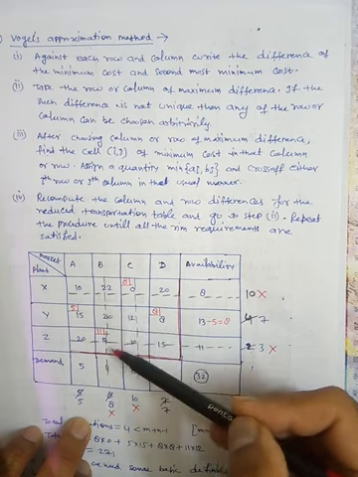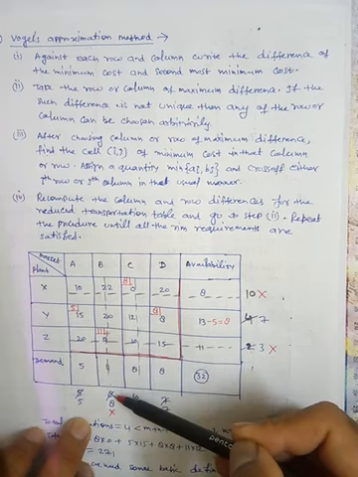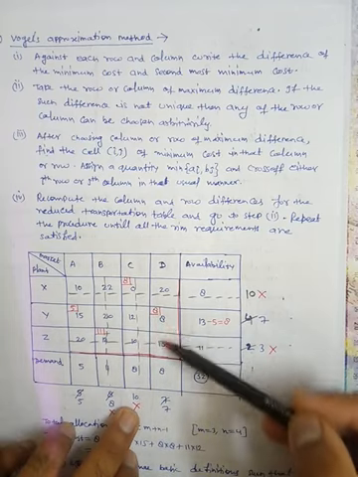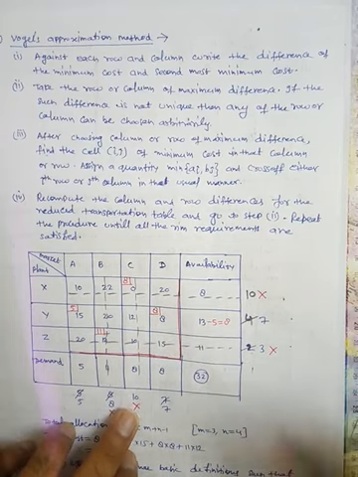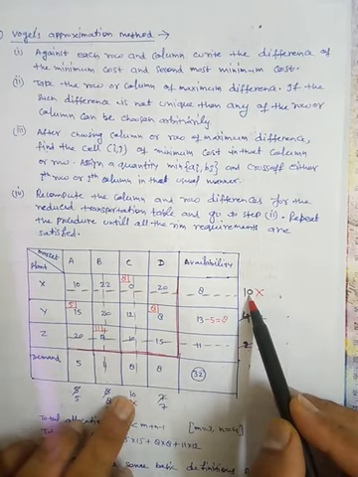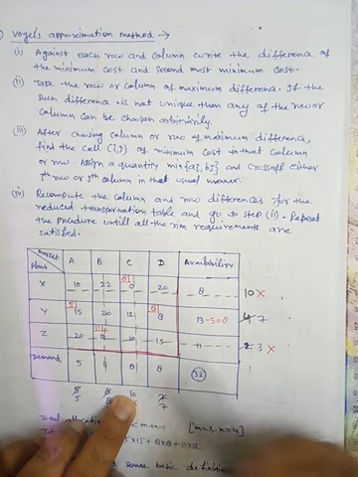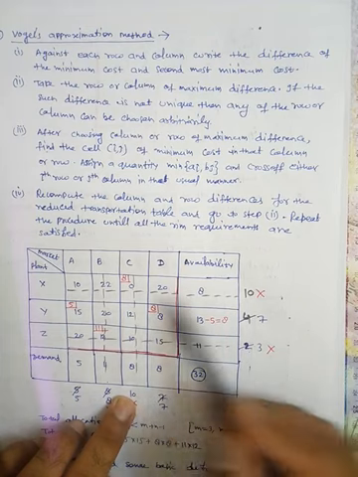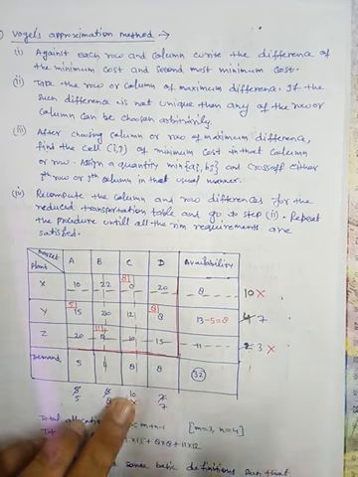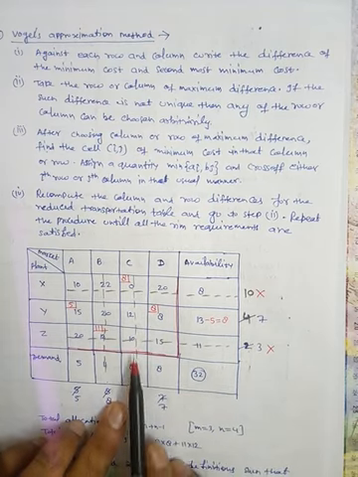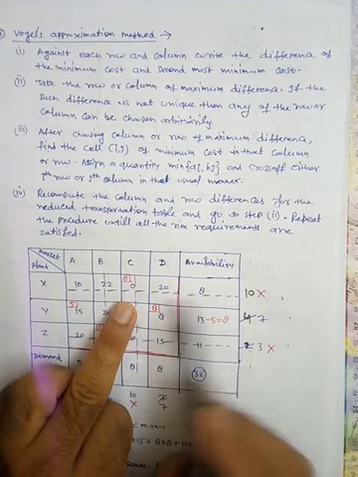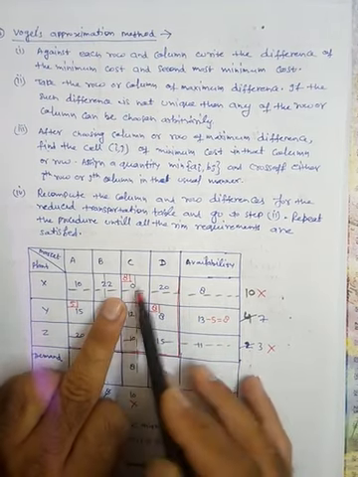In the second column, 12 and 20, the difference is 8. Then 0 and 10, so the difference is 10. And then 8 and 15, so the difference is 7. Among these, the maximum difference is 10 here and 10 here, both are the same. So their intersection cell is 0. If we are moving in this column, the minimum cost is 0, and similarly if we are moving in this row, again the minimum cost is 0.